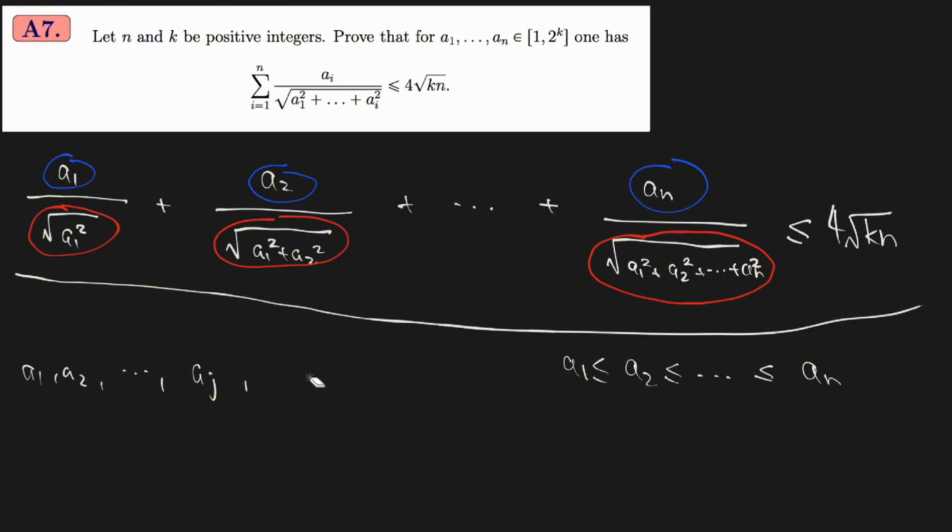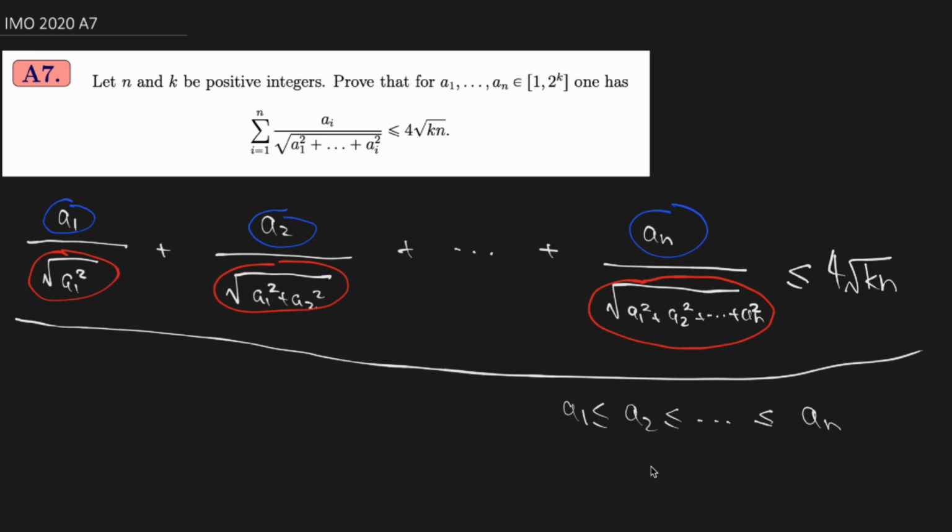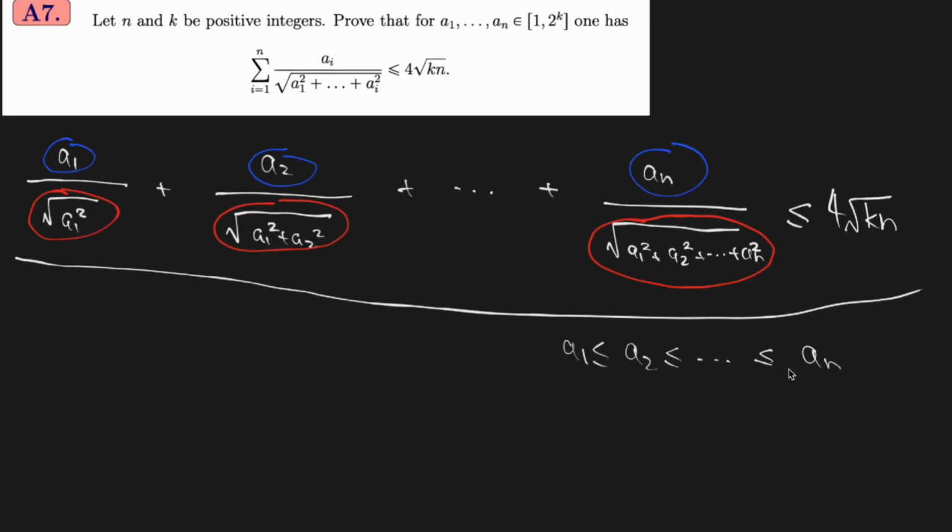And so we only need to consider this case when the variables are permuted this way. We don't need to consider any other case because they're all not going to be as optimal as this one. And we only need to prove that this is less than or equal to 4 root kn for this case.